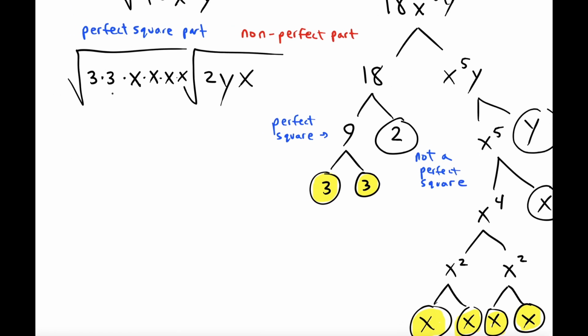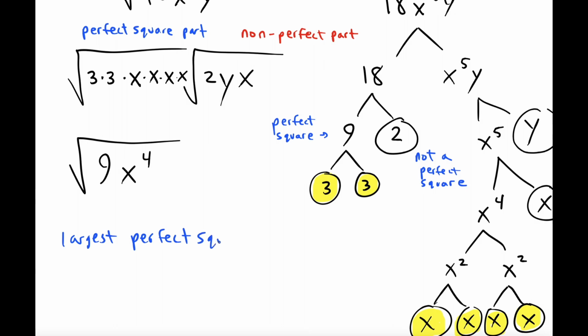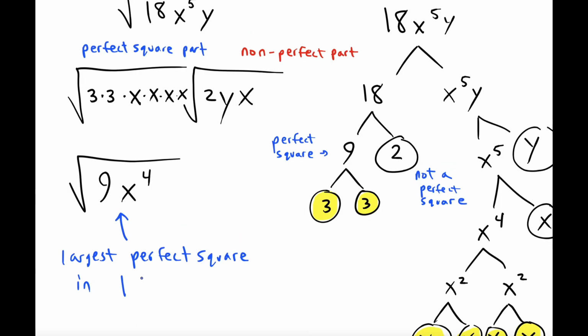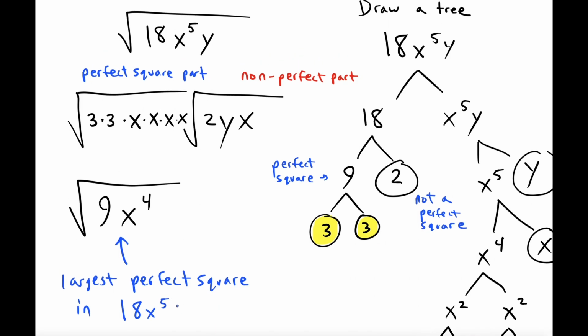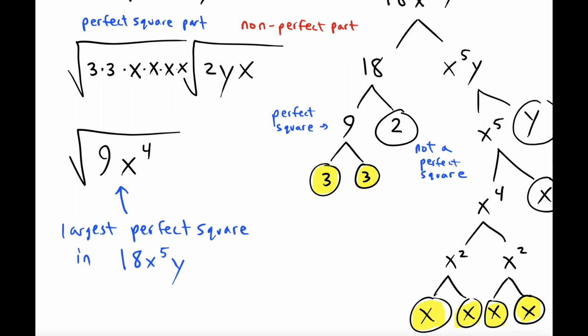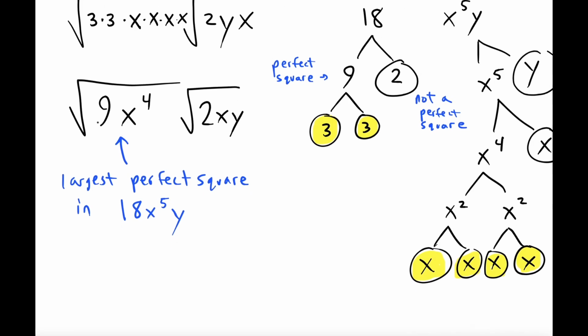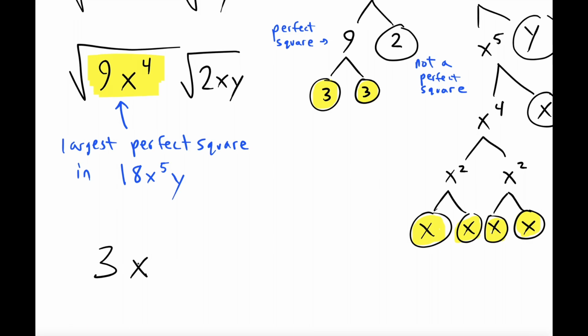At that point, you have the option of recombining everything that's in the perfect square part. So that would make 9x to the fourth. This is going to be considered the largest perfect square that is found in 18x to the fifth y. Okay, what gets left behind is the 2xy. And now we're going to take the square root of the left side. So it's going to be 3x squared. And you leave this one as is.